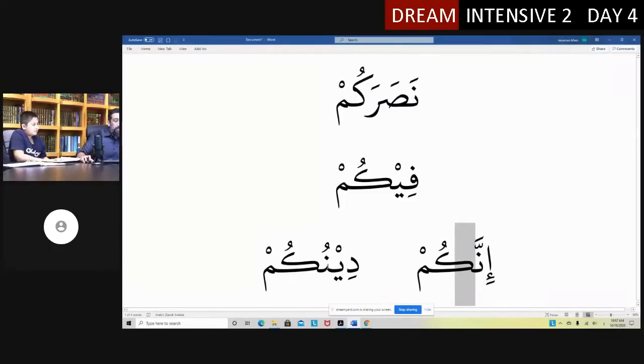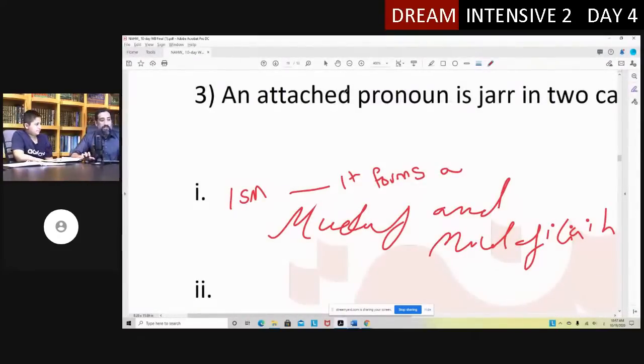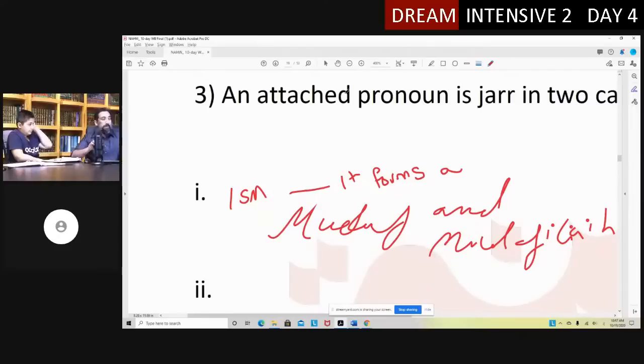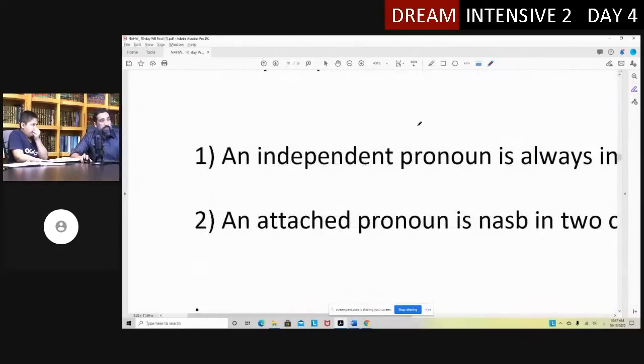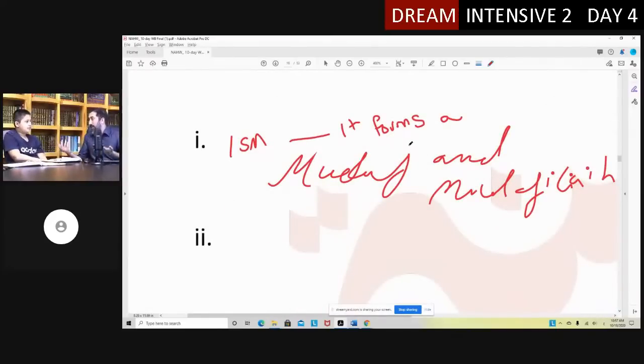But deen means religion, and religion is an idea. Therefore, it is an ism. So this one is a mudaf and mudaf ilayh. So I didn't say once you see an attached pronoun, it's a mudaf and mudaf ilayh. I said once you see an attached pronoun attached to an ism, then it's a mudaf and mudaf ilayh. And obviously a mudaf ilayh is always what status? Jar. So you don't have to wonder, because you learned up above, an attached pronoun can be nasab or jar, but now you know which times it is jar absolutely: when it's attached to an ism, it's absolutely jar because it's got to be a mudaf ilayh.